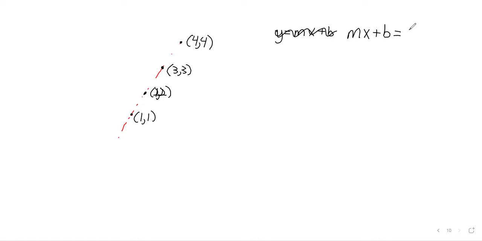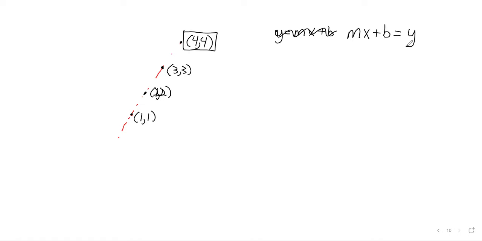Well, if you have points that fall perfectly on a line, you can find the equation of that line using linear algebra by solving a system of equations. Like, say, we have these three points. We're looking for an equation of the form y equals mx plus b. Or maybe let me say mx plus b equals y.